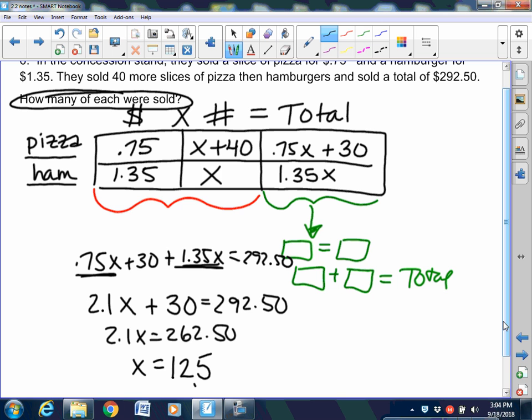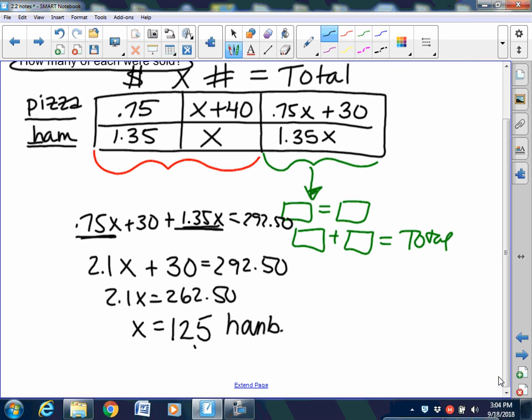What does that stand for? Hamburgers. Well, that's easy. I just have to add 40 to the 125, which makes 165 pizzas that were sold. So looking at your box helps you solve the problem.